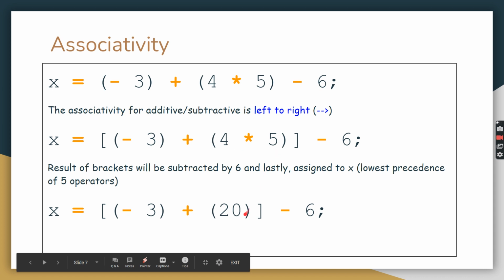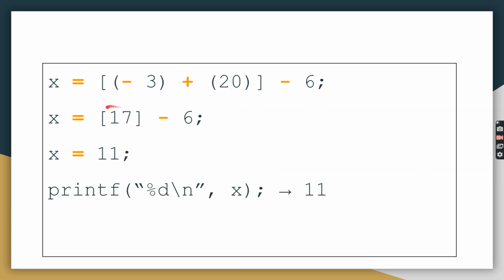We multiply 4 by 5, we get 20. We add negative 3 plus 20, which gives us a positive 17. We subtract 6 from 17, which gives 11. We'll go ahead and print out the value of 11.